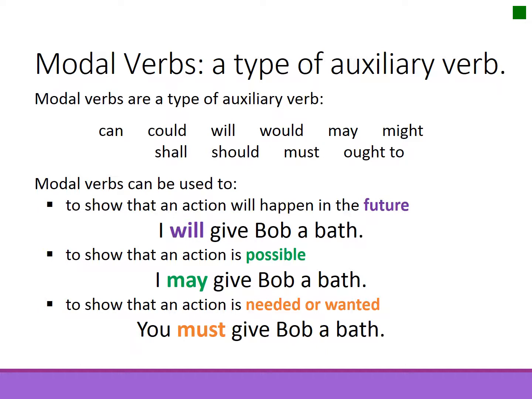Modal verbs are a type of auxiliary verb. A list of modal verbs are can, could, will, would, may, might, shall, should, must, and ought to. Modal verbs can be used to show that an action will happen in the future. I will give Bob a bath. They are used to show an action is possible. I may give Bob a bath. And they're used to show an action is needed or wanted. You must give Bob a bath.